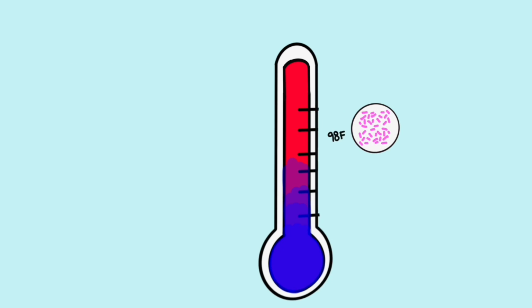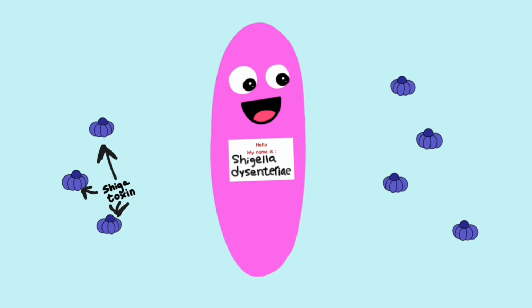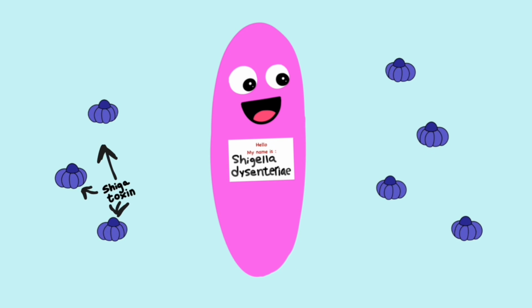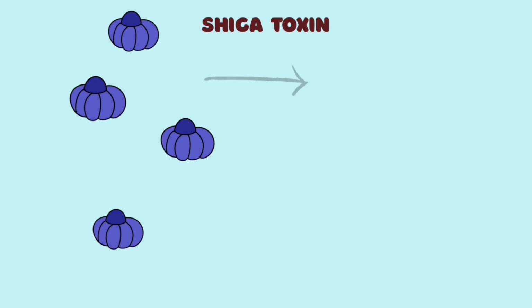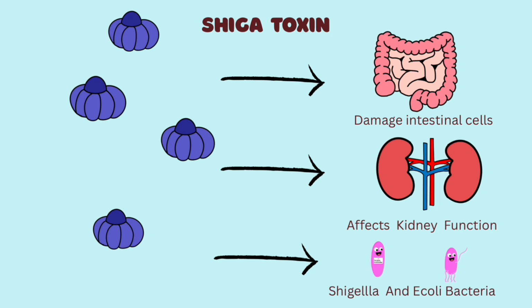It ideally grows best at a temperature of 98 degrees Fahrenheit, which is similar to the human body temperature, though it can grow as low as 43 degrees Fahrenheit and as high as 116 degrees Fahrenheit. Some strains of Shigella, like Shigella dysenteriae type 1, can produce a toxin called the Shiga toxin. This toxin can damage intestinal cells and potentially affect kidney function. The Shiga toxin is usually only produced by two types of bacteria, Shiga toxin-producing E. coli, and you guessed it, Shigella dysenteriae serotype 1.